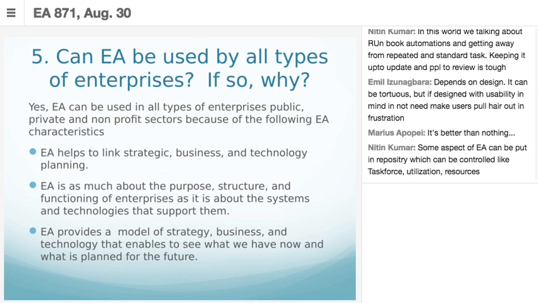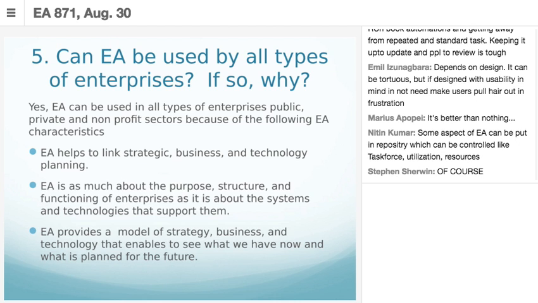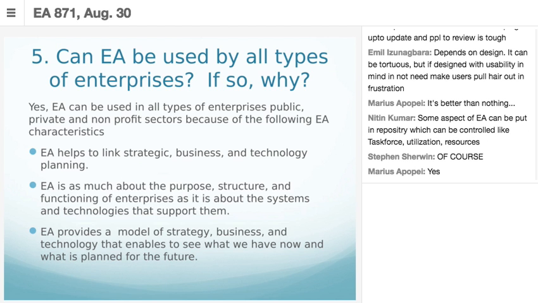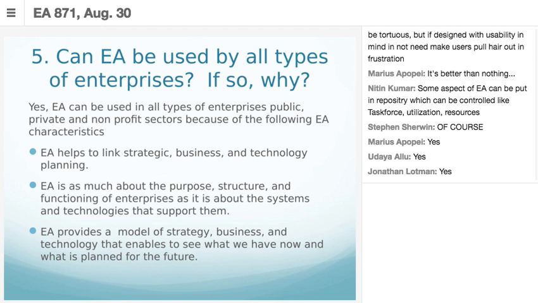Can EA be used by all types of enterprises? Sure. Who said sure? Charles? Do you agree with Charles? Unless it might be teeny tiny, but I actually said no to this question because, at least the way the book presents chapter one, it is primarily IT based. So I think a non-IT business might not be able to, maybe the business part of it, but then the specific strategic business and technology.